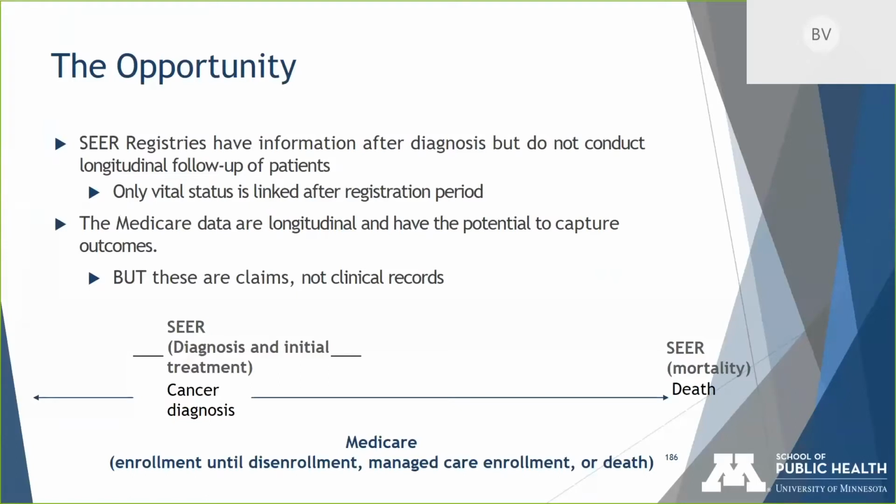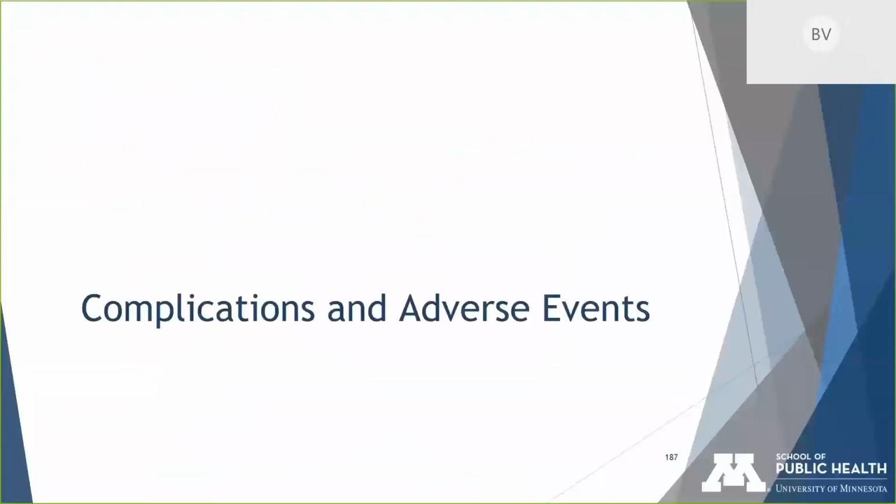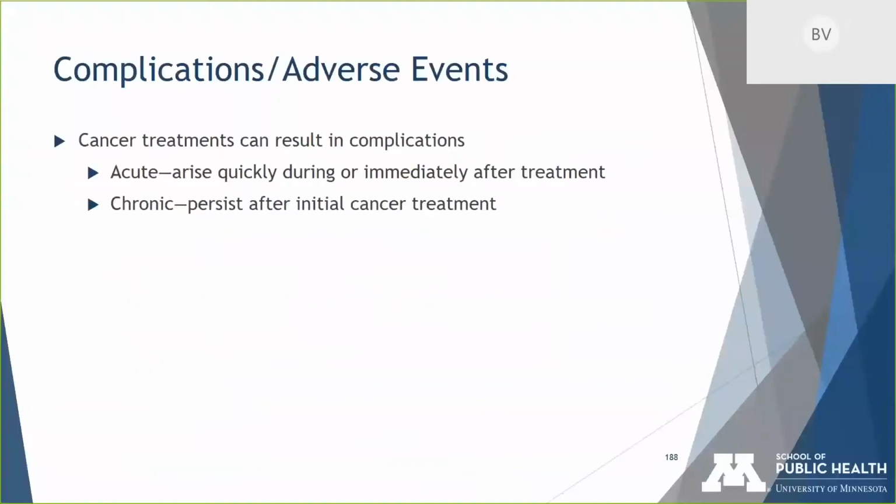From Medicare, you have information from the time they enroll until they either disenroll or they enroll in managed care or they die. The downside to the Medicare data is that they're claims and not clinical records. So while you might be able to measure that a biopsy was done, you don't then get to see what the results of that biopsy were. So we're going to talk about how you would use that to study outcomes. We'll start with complications and adverse events of treatment, following treatment.